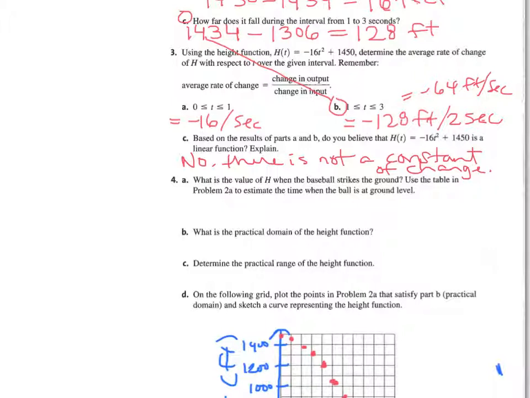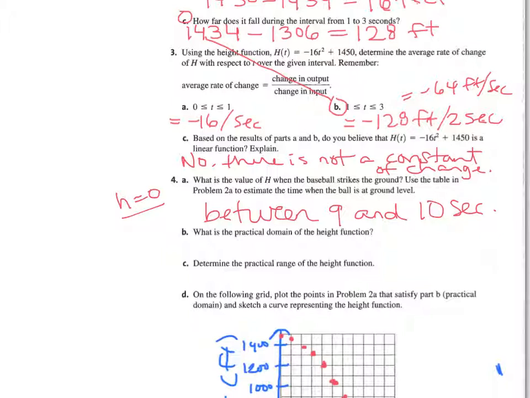What is the value of h when the ball strikes the ground? Use the table. So if we go back to look at the table, when does it hit the ground? We're not sure exactly, we're estimating it. This would be when h equals 0 for it to hit the ground. And that happens between 9 and 10 seconds. By the end of this chapter, you'll be able to find that by hand.